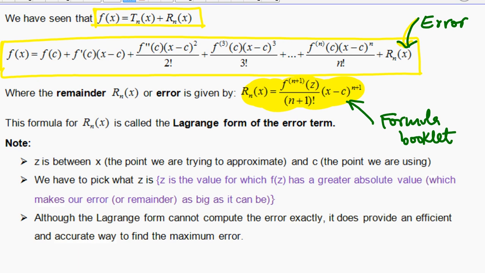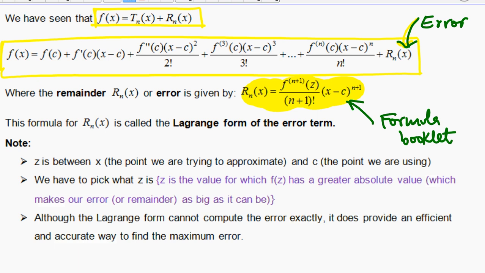Now, there are a few things that I want to mention. Z is between x, the point you're trying to approximate, and C, the point that you're using. I'll explain that when we'll be solving problems. We have to pick what Z is. Remember, Z will help us to determine the maximum error, and you can do that by inspection. Although the Lagrange form cannot compute error exactly, it does provide an efficient and accurate way to find the maximum error. This will make more sense when we apply this in solving problems.